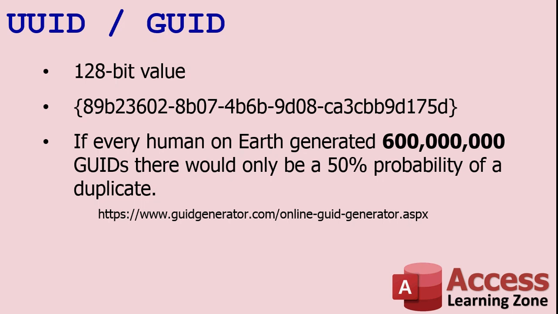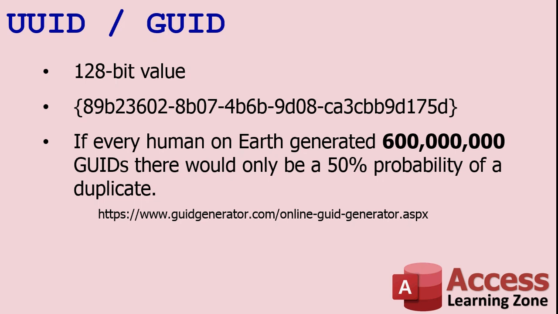Microsoft puts little curly braces around theirs. And according to GUIDgenerator.com, if every human on Earth generated 600 million GUIDs, there would be only a 50% probability of a duplicate. 600 million of them times the 7 billion people on Earth. So you can see that's a pretty good value.